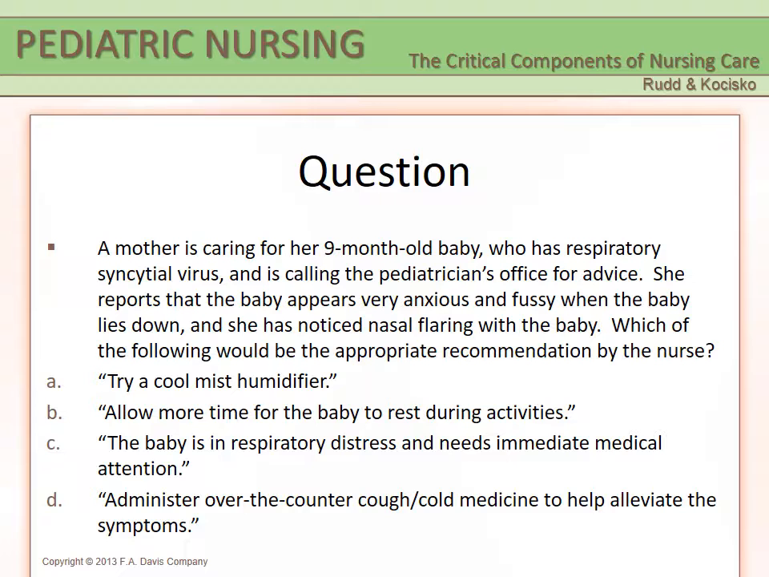A. Try a cool mist humidifier. B. Allow more time for the baby to rest during activities. C. The baby is in respiratory distress and needs immediate medical attention. Or D. Administer over-the-counter cough and cold medicine to help alleviate the symptoms.